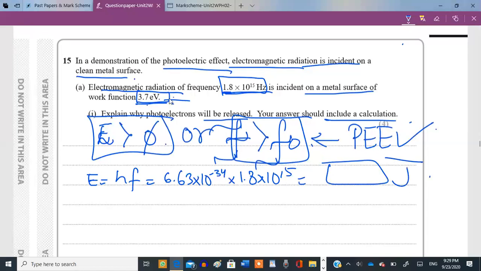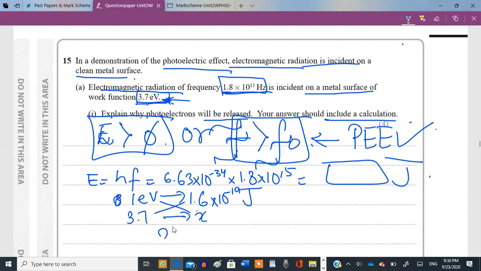Once you get the energy in joules, but this energy is given to you in electron volts, either convert this into joules or convert that energy into electron volts. I'll convert the electron volts into joules. If 1 electron volt is 1.6 times 10 to the power of minus 19 joules, then 3.7 electron volts are going to be how much? So cross multiply to get the value for x. And whatever the work function energy is, it turns out to be in joules.